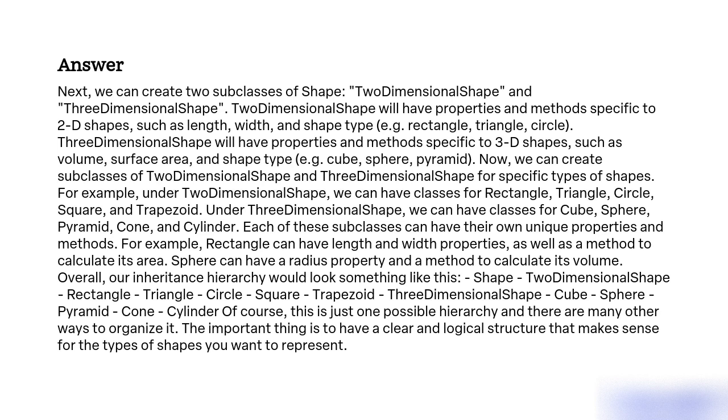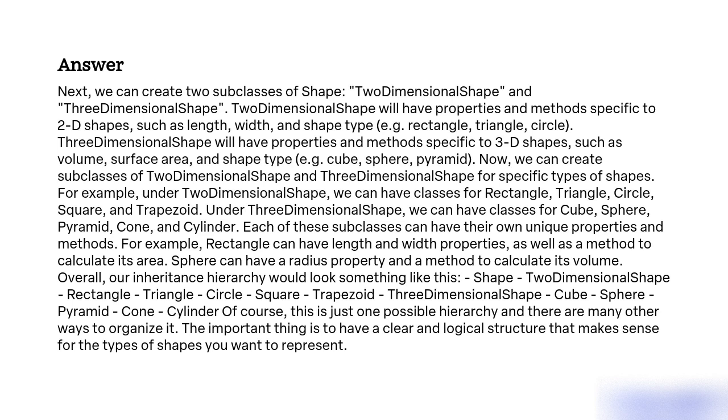Now, we can create subclasses of TwoDimensionalShape and ThreeDimensionalShape for specific types of shapes. For example, under TwoDimensionalShape, we can have classes for rectangle, triangle, circle, square, and trapezoid. Under ThreeDimensionalShape, we can have classes for cube, sphere, pyramid, cone, and cylinder. Each of these subclasses can have their own unique properties and methods.